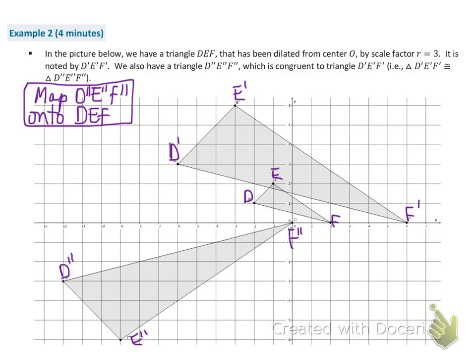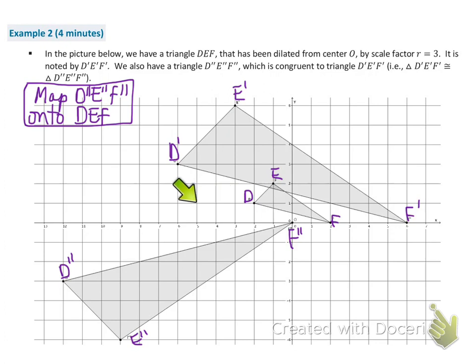Okay, here's another example. You do not have this one in your notes, so you can just watch. So let's read it. In the picture below, we have triangle DEF that has been dilated from center O, the origin, by a scale factor r equals 3. So it's denoted by D prime, E prime, F prime. So hopefully you can see this dilation of this triangle to this one, especially if you look from the origin through these points. Remember those rays that dilate those points. So this is a dilation here.